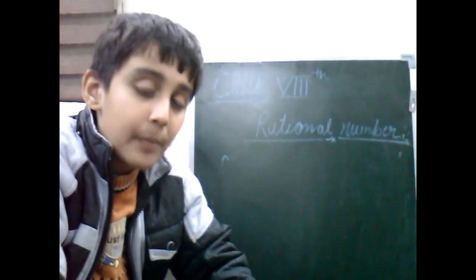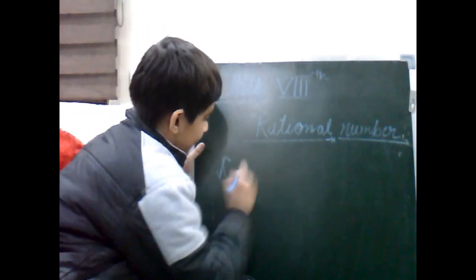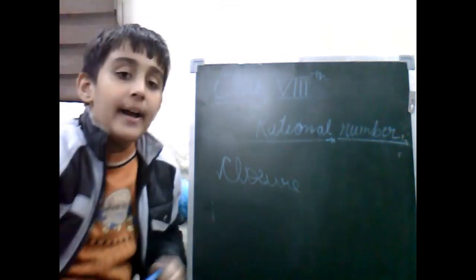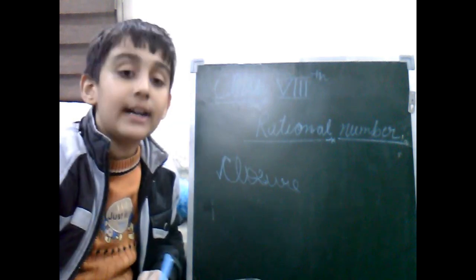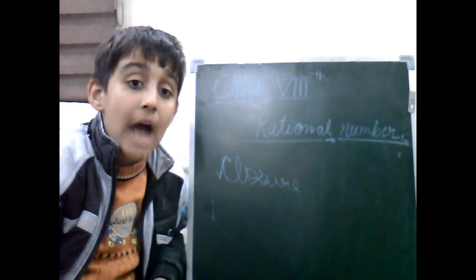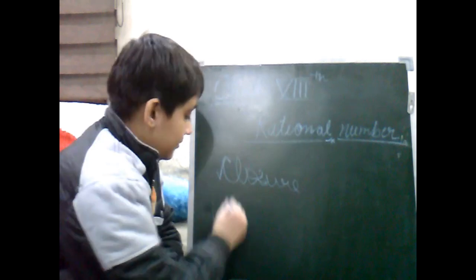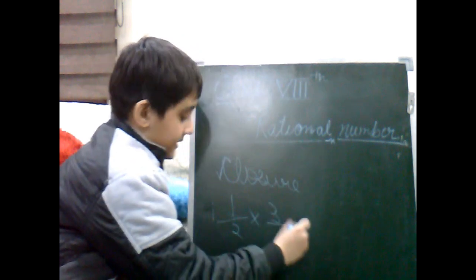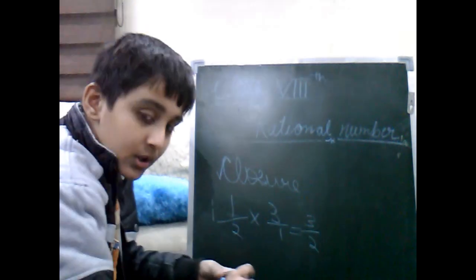There are many properties of rational numbers. First we are going to start with the closure property. Let me write it. What is closure property? Closure property says that the sum, difference or product of any two rational numbers is always a rational number. Let me take one example: 1 upon 2 into 3 upon 1 is equal to 3 upon 2, which is a rational number. It is in the form of p upon q.